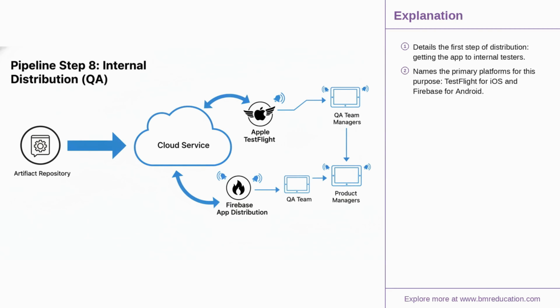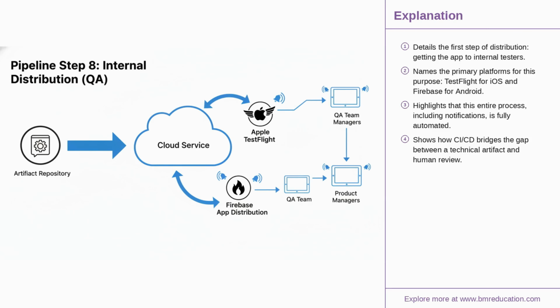After passing all automated checks, it's time for human feedback. The pipeline automatically distributes the app to internal teams. It uploads the iOS build to TestFlight and the Android build to Firebase App Distribution, then sends a notification to your quality assurance, QA, and stakeholders that a new version is ready for review.